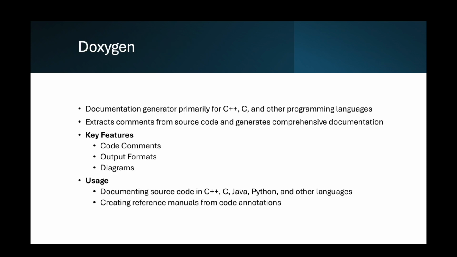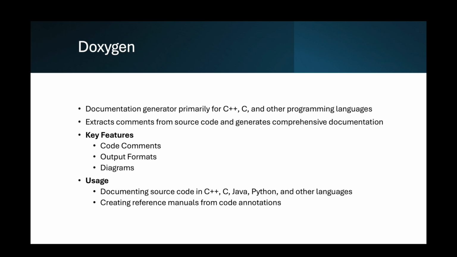Next, Doxygen. Now, Doxygen is a documentation generator primarily for C++, C, and other programming languages. It extracts comments from source code and generates comprehensive documentation. So you do not have to do much. Some of the key features include the code comments. It generates documentation from specifically formatted comments in the source code. So you have to make sure that your source code has the right documentation already provided by the dev.